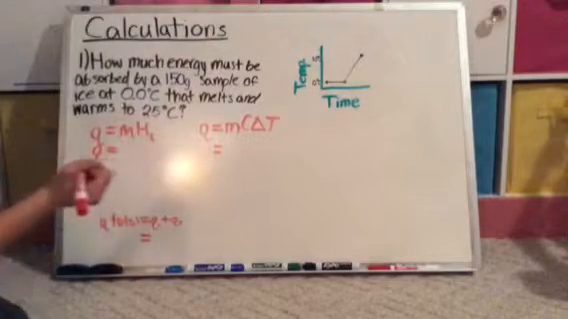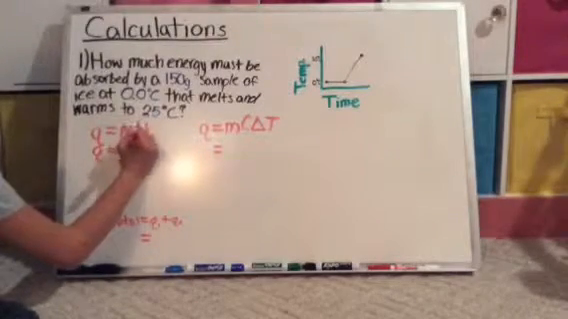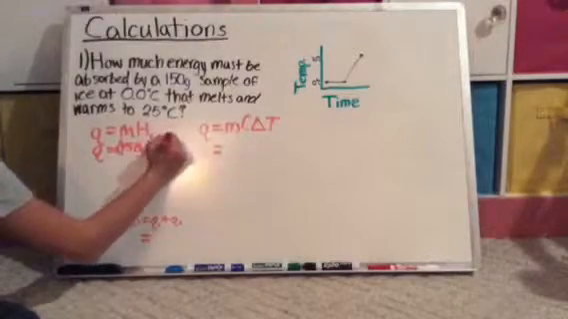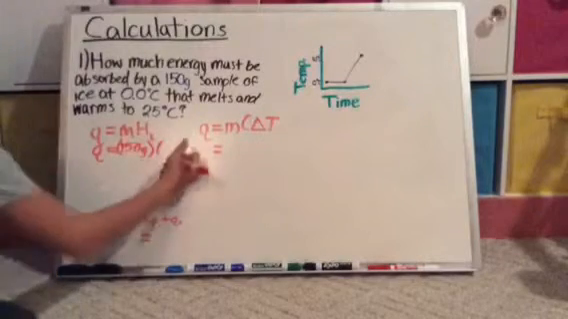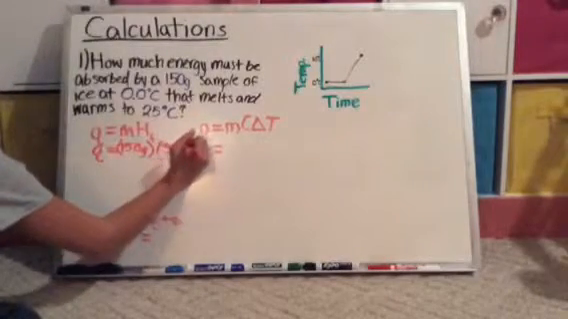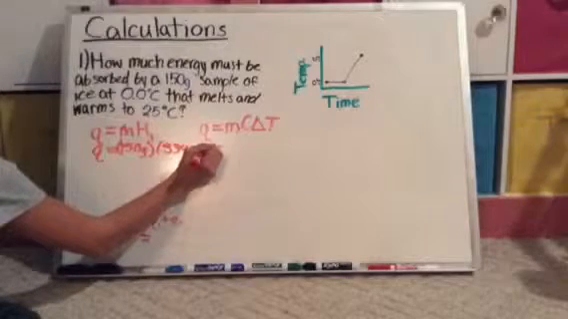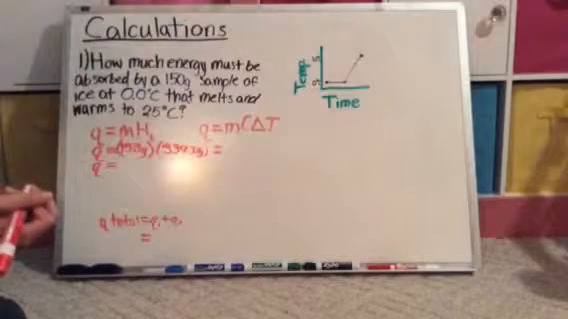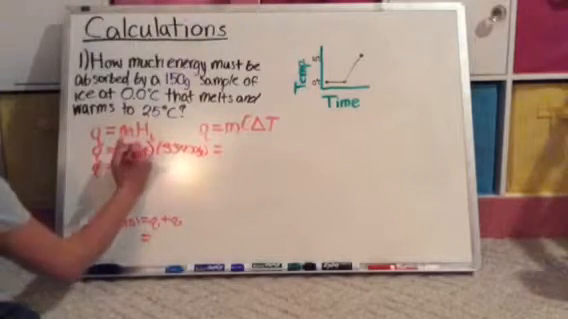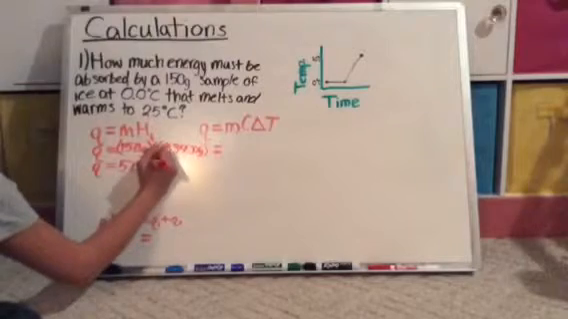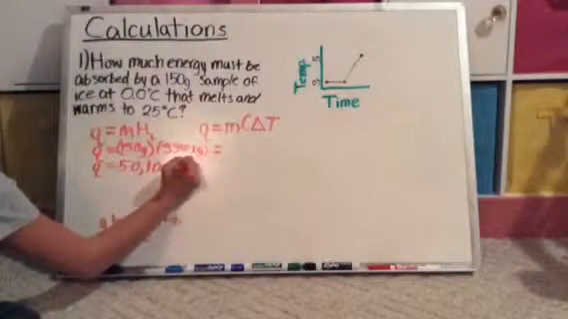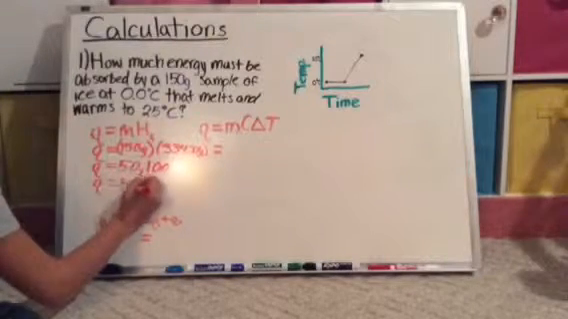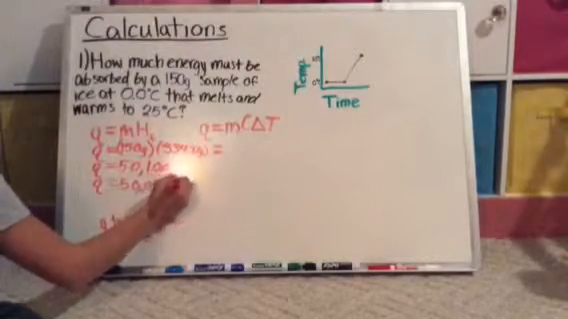So first, we would plug in the mass of 150 grams, and then times that our heat of fusion, which would be 334 joules per gram. Then we'll multiply that together to get 50,100 joules. And then because of sig figs, we would have to change that to 50,000 joules.